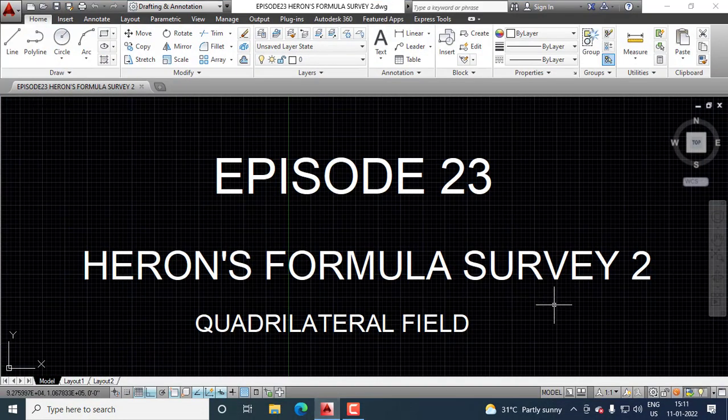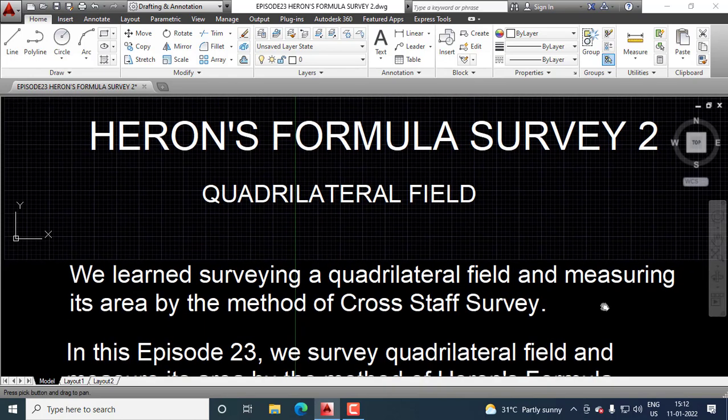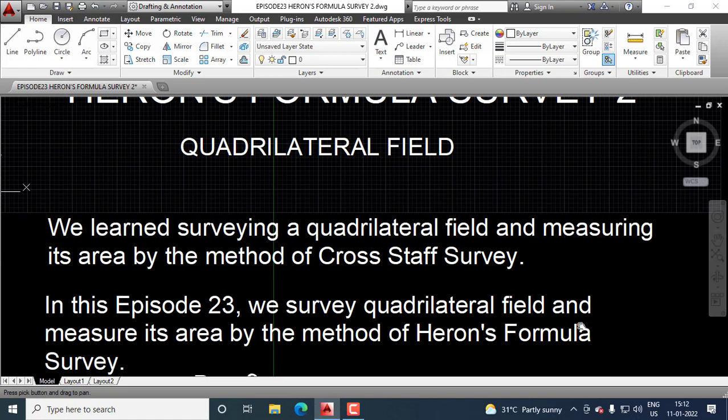This is episode 23, Heron's Formula Survey 2, Quadrilateral Field. We learned surveying a quadrilateral field and measuring its area by the method of cross-staff survey. In this episode 23, we survey a quadrilateral field and measure its area by the method of Heron's formula survey.